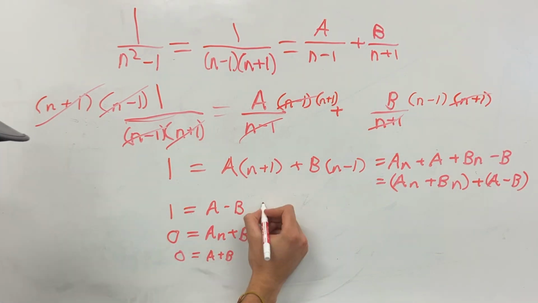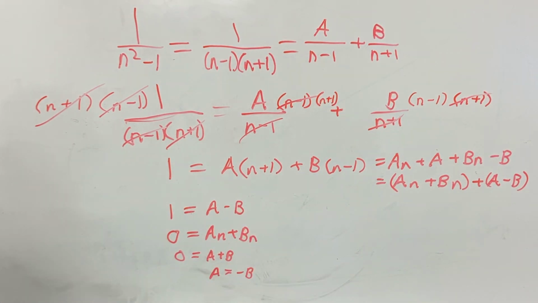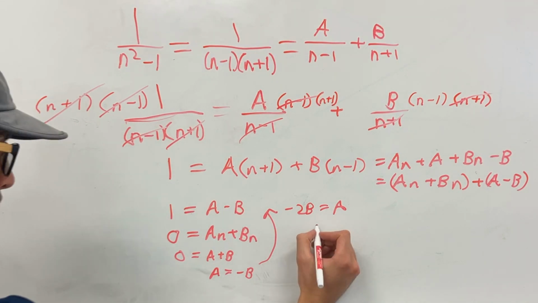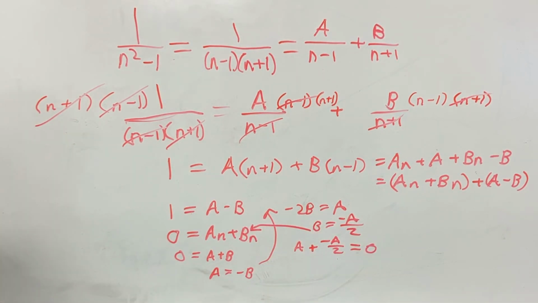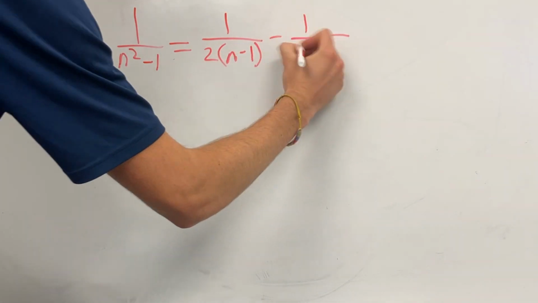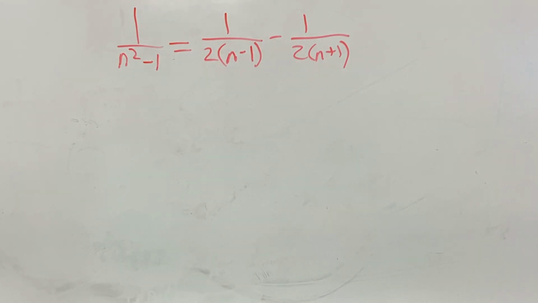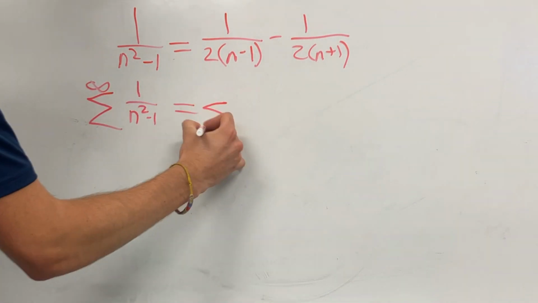You could do some linear algebra to solve for a and b pretty easily, or do it the old-fashioned way, but let's just leave that as an exercise for the viewer. What you should end up with is 1 over n squared minus 1 equaling 1 over 2 times n minus 1 minus 1 over 2 times n plus 1. Since these two fractions are equivalent to the first one, whose series we wanted to see the convergence of, we can look at what their series converge to.